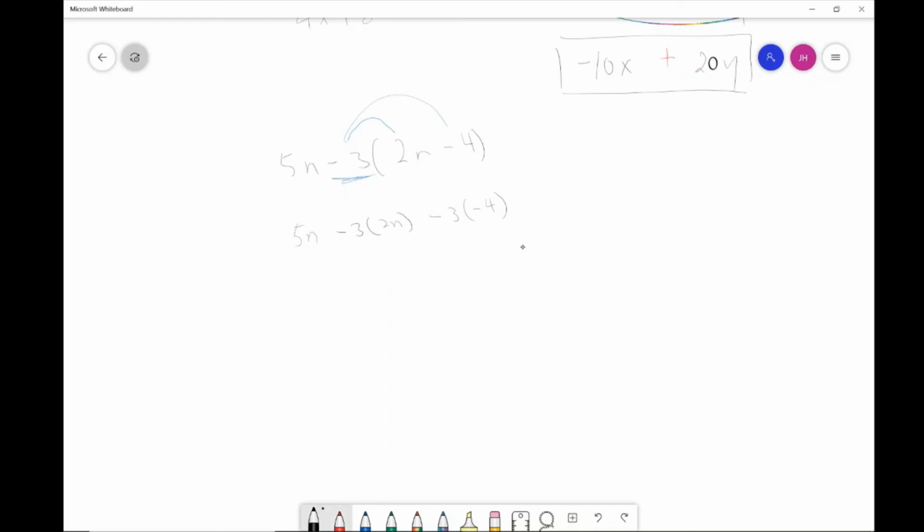Okay, now let's work on it. Well, 5n will always become a 5n. In this case, -3 times 2n will become -6n. Also, we have -3 times -4, which is +12.